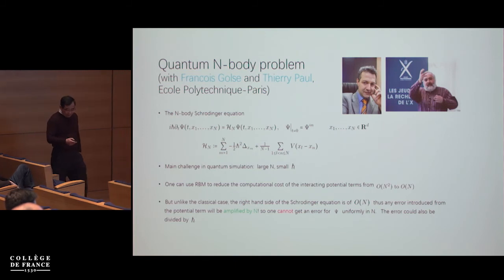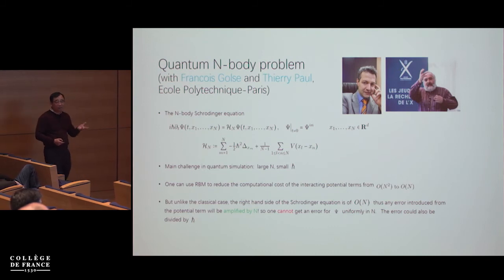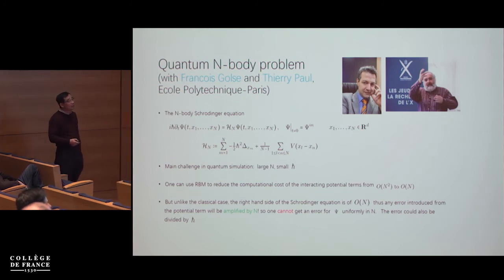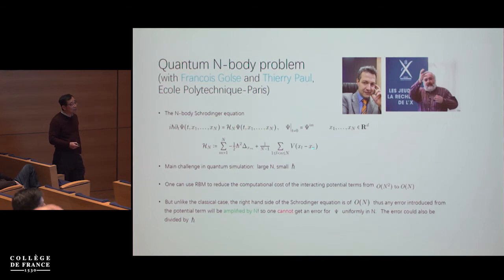And then more recently, with Francois and the theory, we thought about the question: how about quantum? After I give talks, people keep asking me about quantum particles. So we gave it a try. This is the n-body Schrodinger equation, where H is the Hamiltonian, which has two parts. This is the kinetic energy, and that's the potential energy.